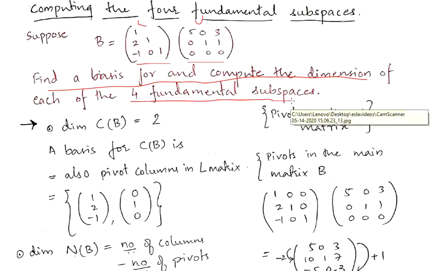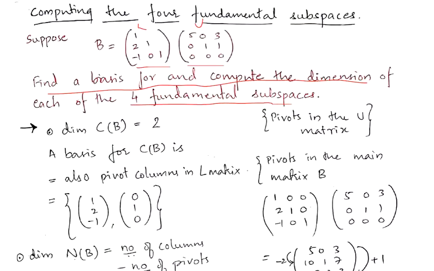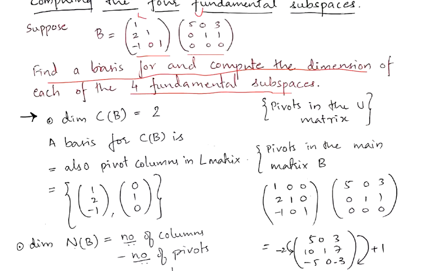So what are our four fundamental subspaces? One is column space, null space, then row space, then left null space. So we'll try to find them one by one, slowly. We'll go for the column space first. So the dimension of the column space is nothing but the pivots in the U matrix.